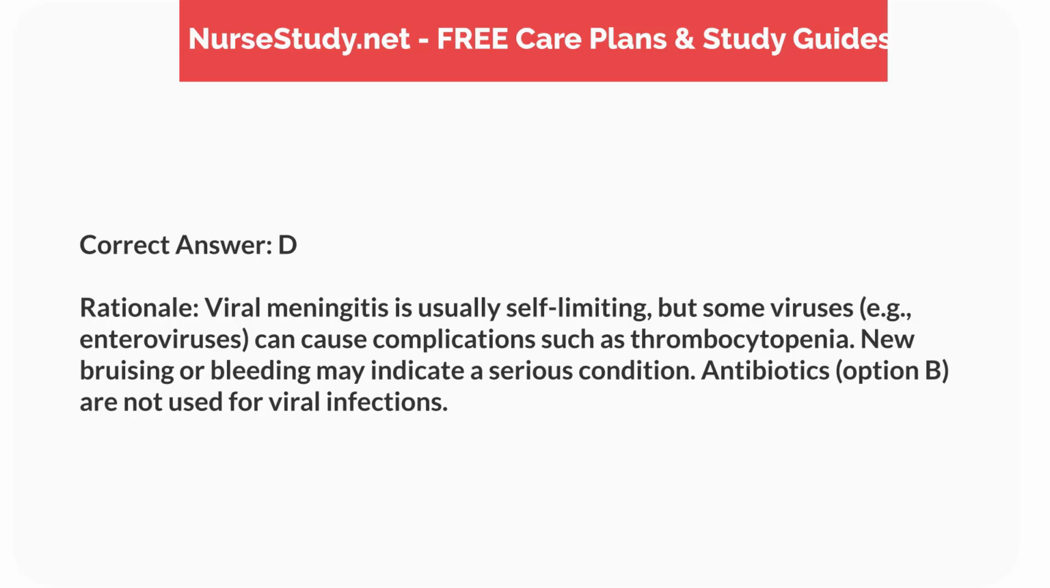Correct answer, D. Rationale: viral meningitis is usually self-limiting, but some viruses, e.g., enteroviruses, can cause complications such as thrombocytopenia. New bruising or bleeding may indicate a serious condition. Antibiotics, option B, are not used for viral infections.